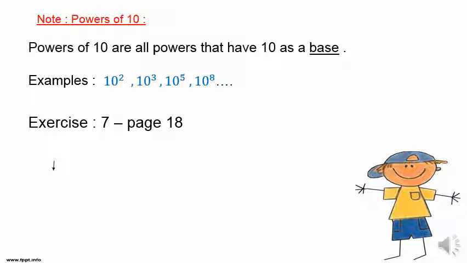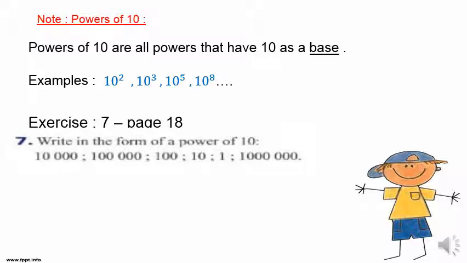Okay, now let's correct exercise number 7. We have to write in the form of a power of 10. The first one, 10,000. It has how many zeros? 4 zeros, so it will be 10 to the power 4. 100,000, how many zeros? It has 5 zeros, so 10 to the power 5. 100, it's 10 squared. 10, it has 1 zero. You can write it as 10 or 10 to the power 1.